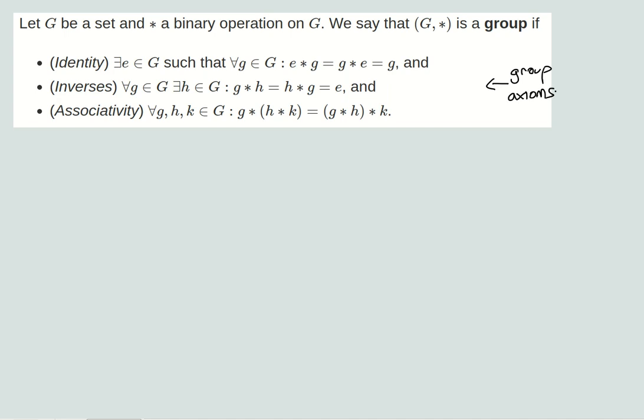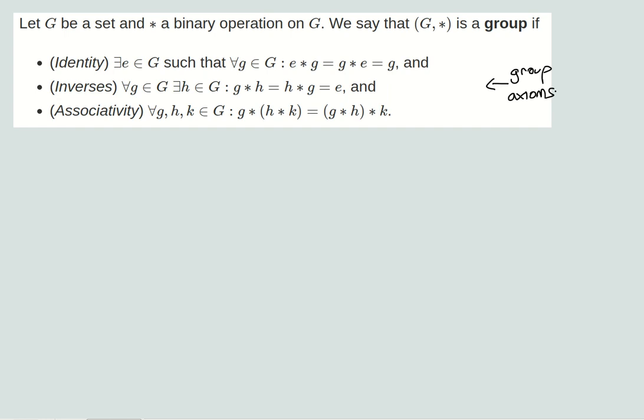Okay, so axiom number one is called the identity axiom. That says that the set G has to contain an element e which has the following property: for every element little g in big G, it has to be the case that e star g and g star e are both equal to g again. Okay, next axiom is the axiom of inverses. This says that for every element little g in big G, there has to exist another element h in big G with the property that g star h and h star g are both equal to this element e, which comes from the identity axiom.